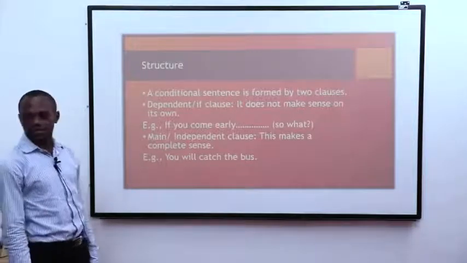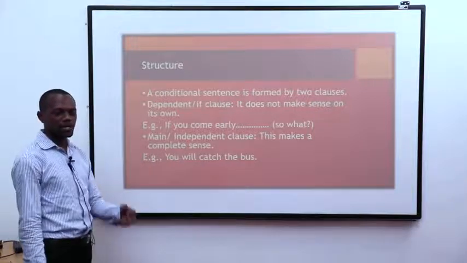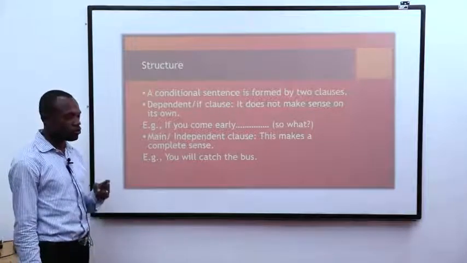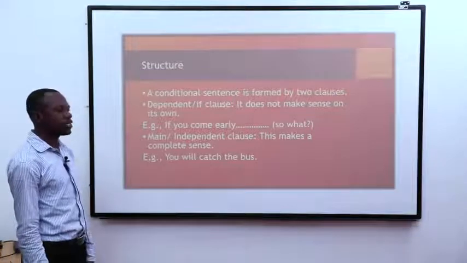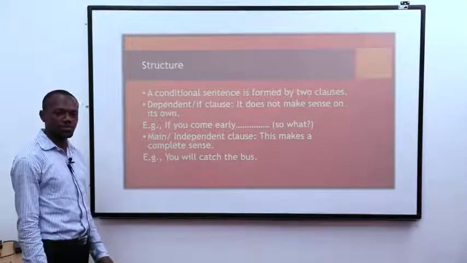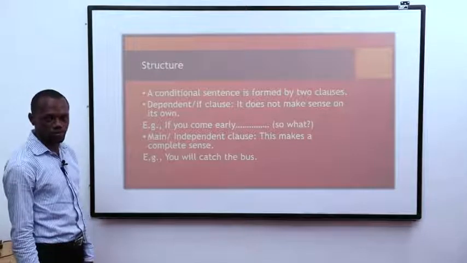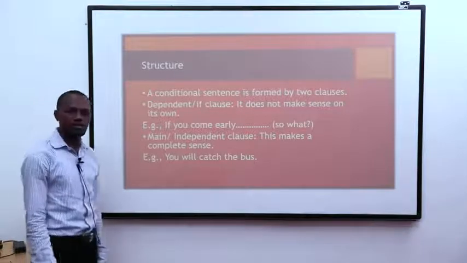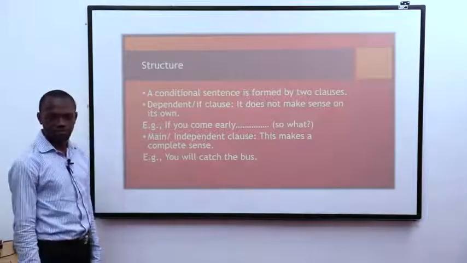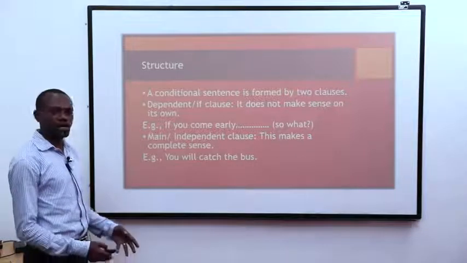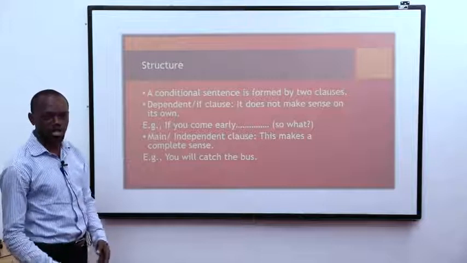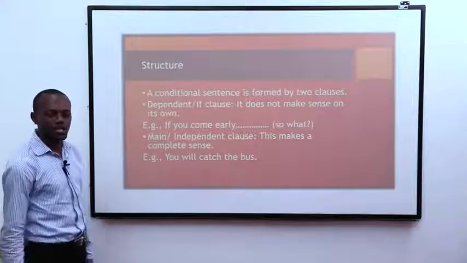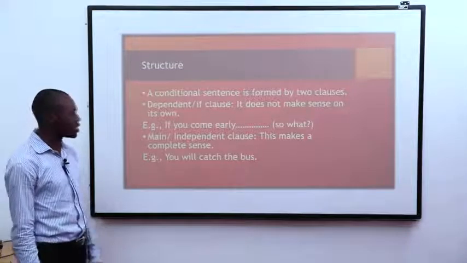The structure for a conditional sentence is like this. There are two parts of a conditional sentence. These parts are the dependent clause and the independent clause. The dependent clause is sometimes called an if clause because it is a part of a sentence which is not complete and does not make sense until it is completed by another clause, that is, the independent clause.